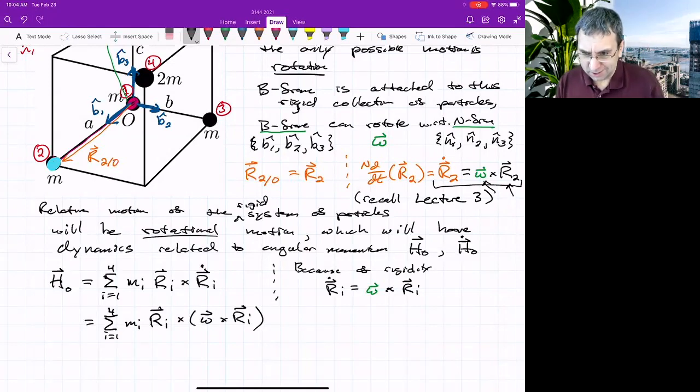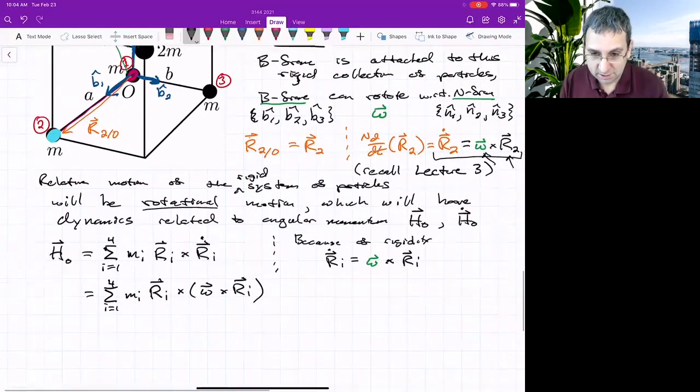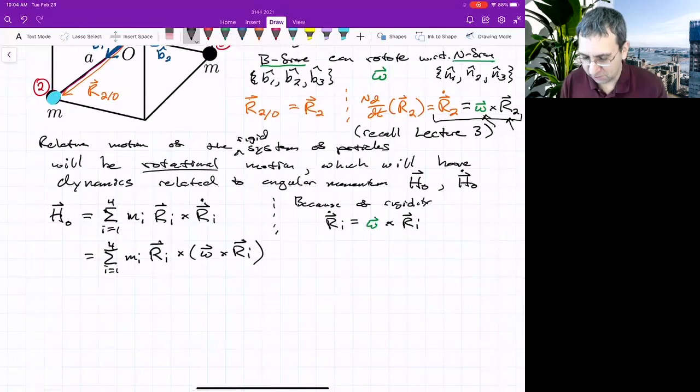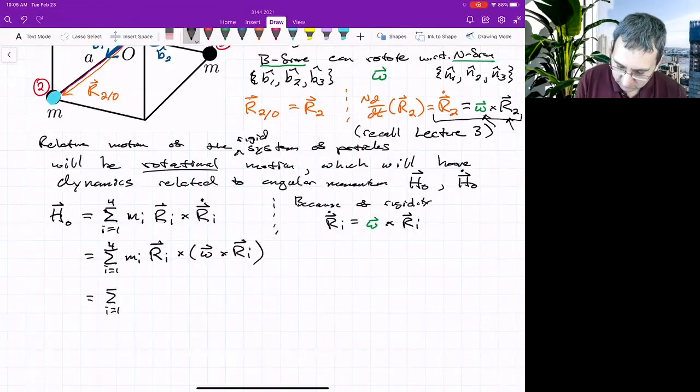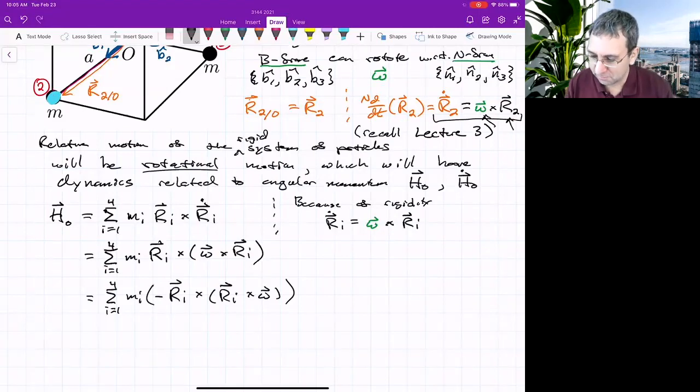And so this is a product of cross products. We can rearrange things. I'll just use the property of the cross product that if you reverse the order, you pick up a negative sign. So 1 through 4, mi negative Ri cross Ri cross omega. And why do I want to do that? Because now I'm going to use the way that we saw from lecture 4 to write the cross product as matrix multiplication, because that's going to simplify our lives a lot.